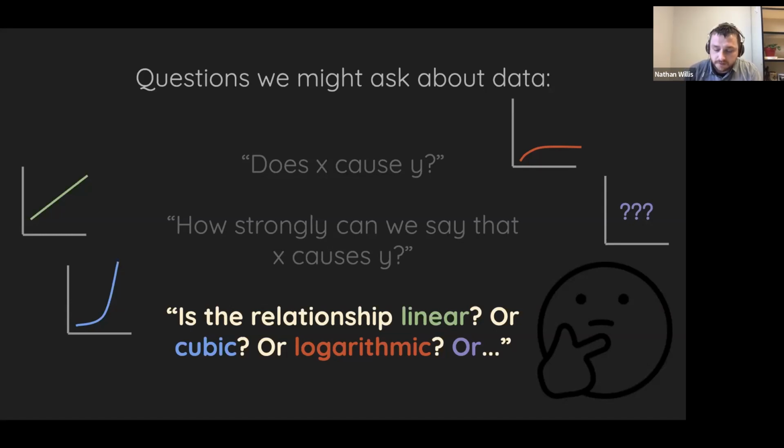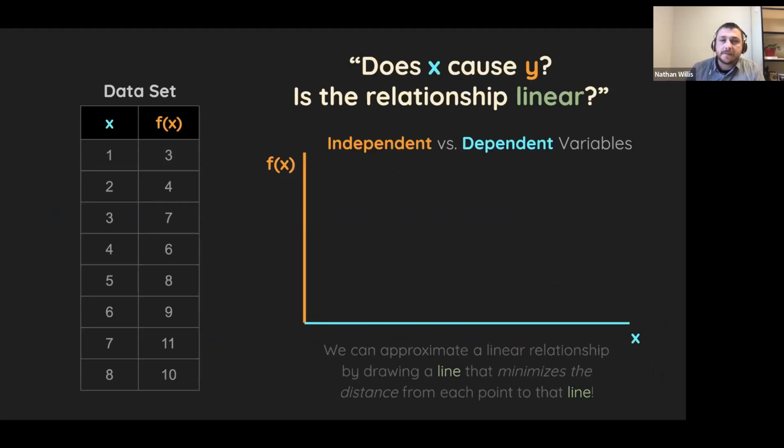But first, let's go through these one at a time and look at the first one: does x cause y? If you think about the way we have this data set, we have x and f of x, so there's really an independent and dependent variable. In this case, we can really draw that causation between the two. But in practice, when you have a data set, and we're going to get to this point a lot in this presentation, saying that x causes y is a much more difficult thing. So really, when we say does x cause y, we're thinking about whether there is a relationship. And specifically, we want to know, is this relationship linear?